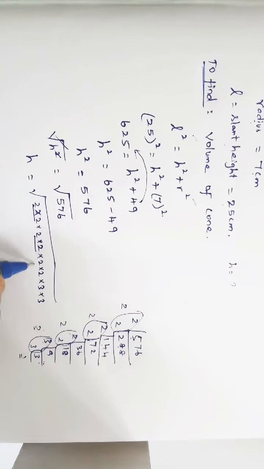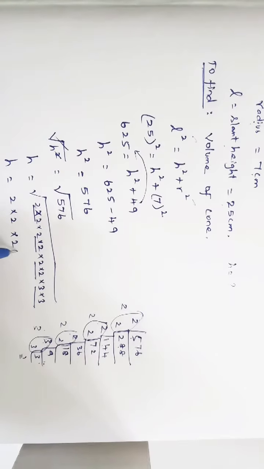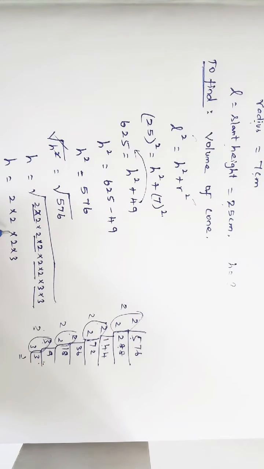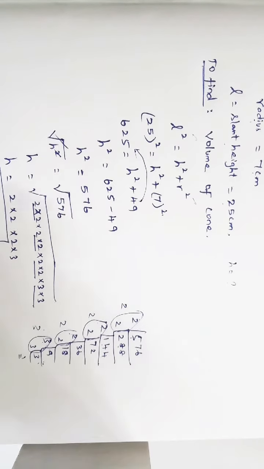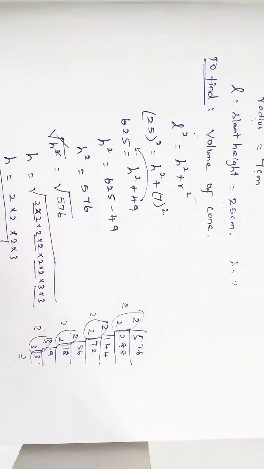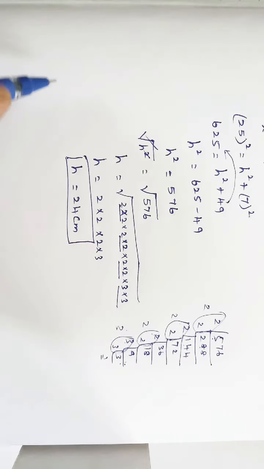So h is equal to 2 into 2 into 2 into 3. 2 2s are 4, 4 2s are 8, 8 3s are 24. So h is equal to 24 centimeter. Now we got the height, right? And now we know the radius and the height. Now directly we can find the volume of the cone.